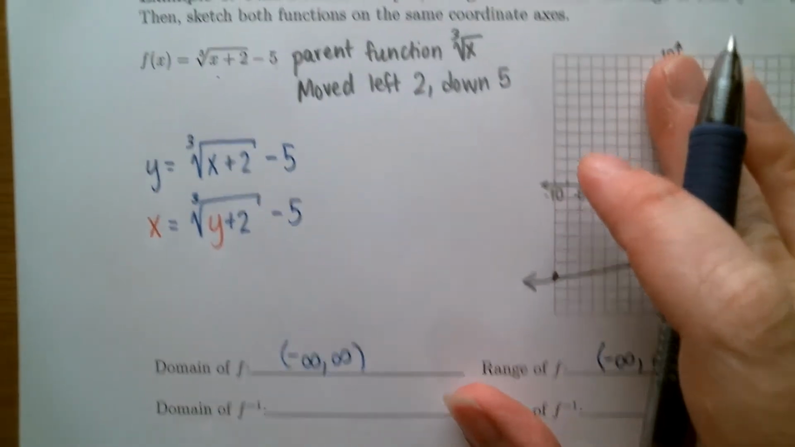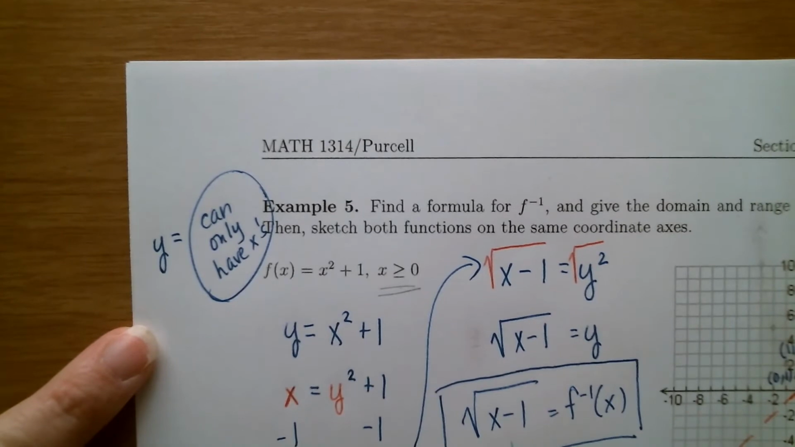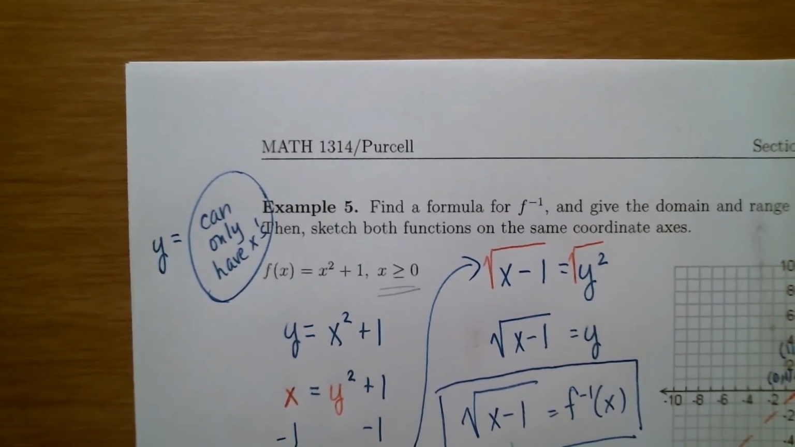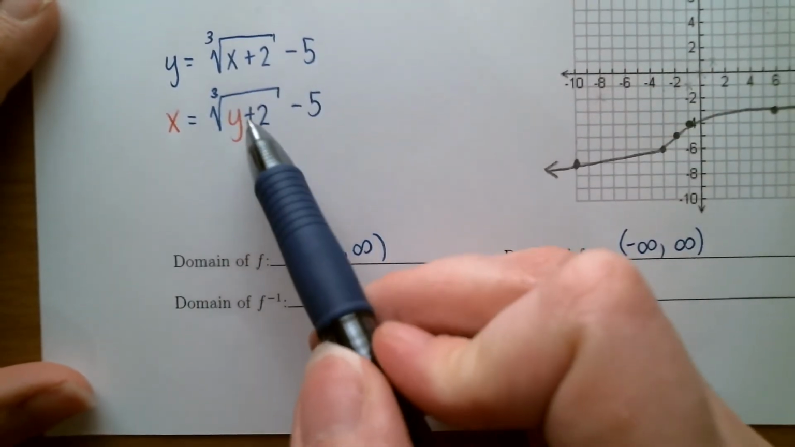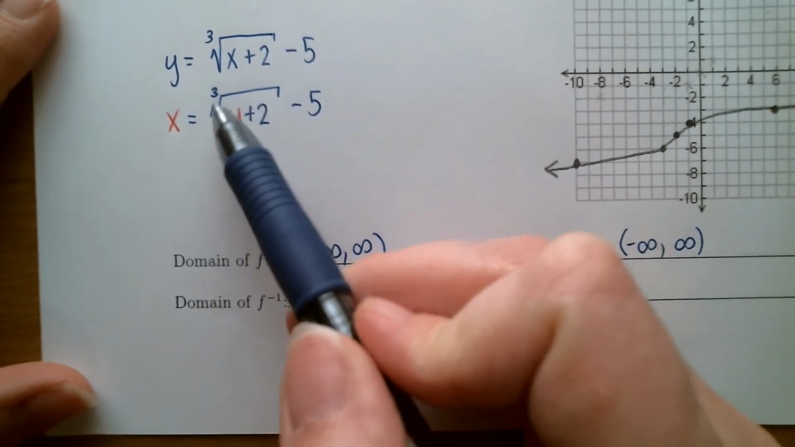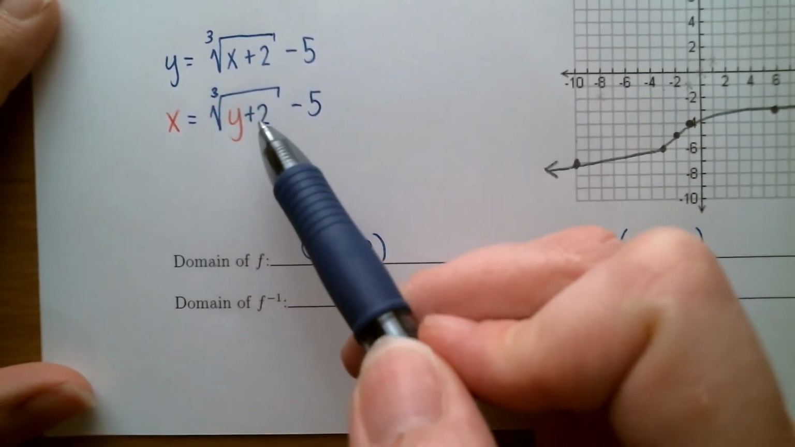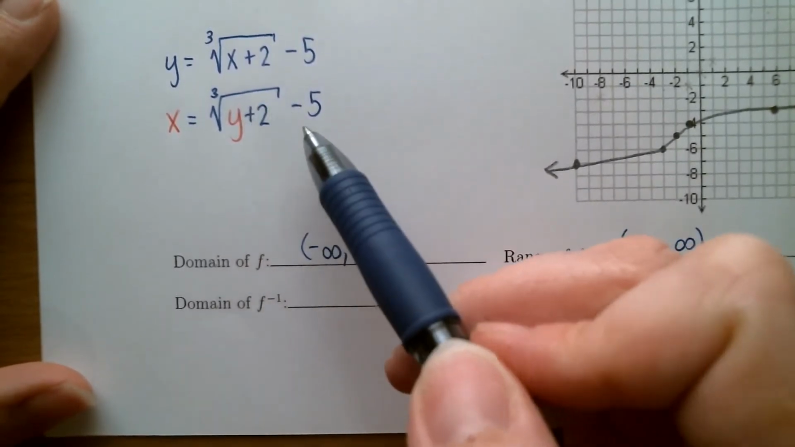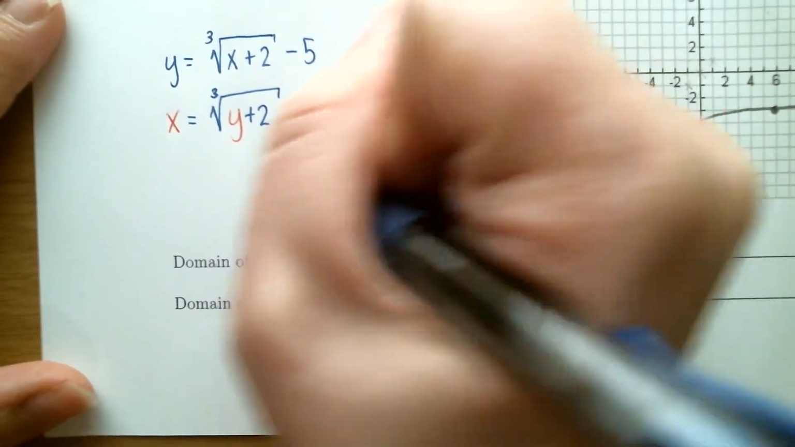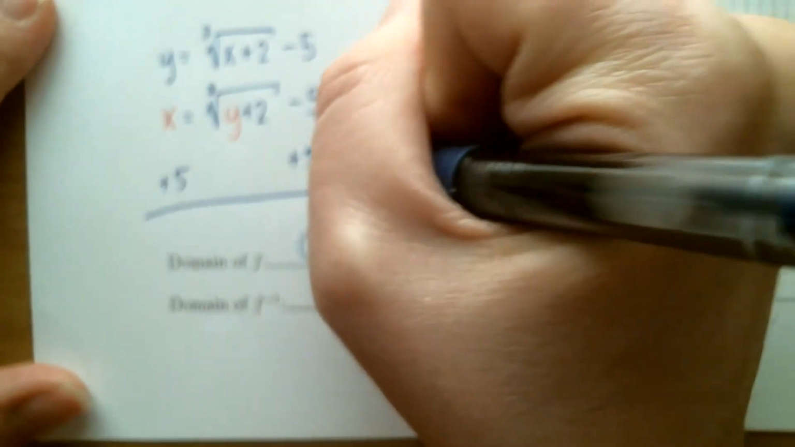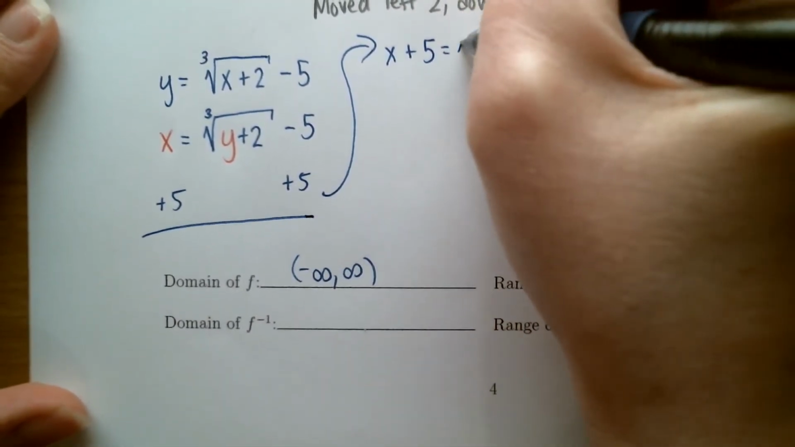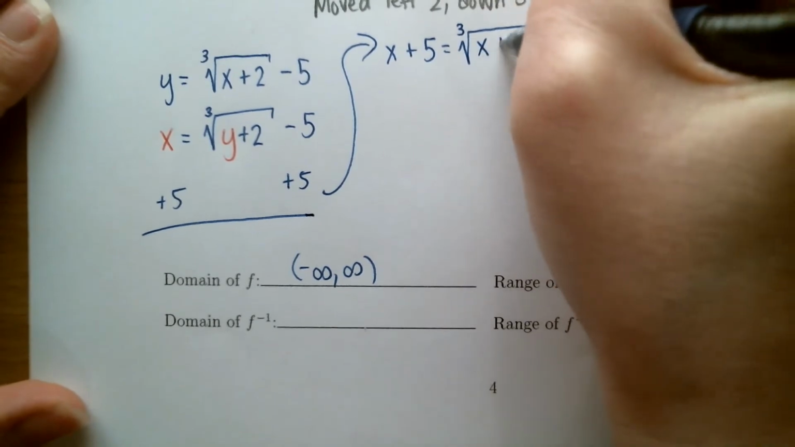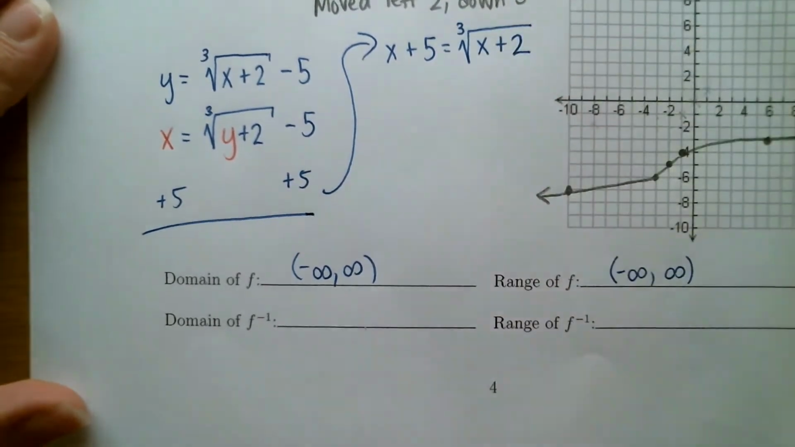Okay, again, you want to make it look like this. Okay, I want to solve for y, and on the other side, I can only have x's, no y's. Okay, so the y is trapped in the cubed root, so you want to get whatever contains the y alone, so we need to first move the 5 over. So we're going to get x plus 5 is equal to the cubed root of x plus 2. Okay, sorry, y plus 2.